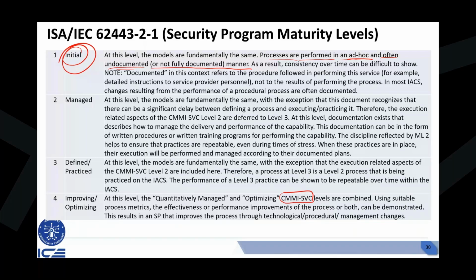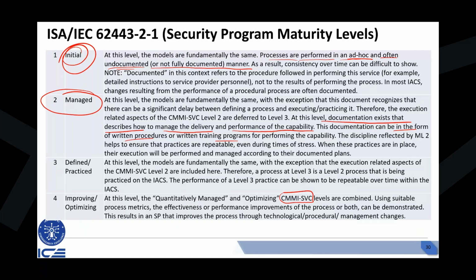In a managed, or level 2, maturity, it is pretty much the same as initial, with the exception that there is some level of documentation. Documentation exists that describes how to manage the delivery and performance of the capability. We will take backups of this particular PLC application from the engineering workstation once a month. Is it documented somewhere? Has somebody signed the document? Yes. The documentation can be in the form of a written procedure or written training program or anything, but the document is in place, but the practice, the following of it, is still a little bit not repeatable.